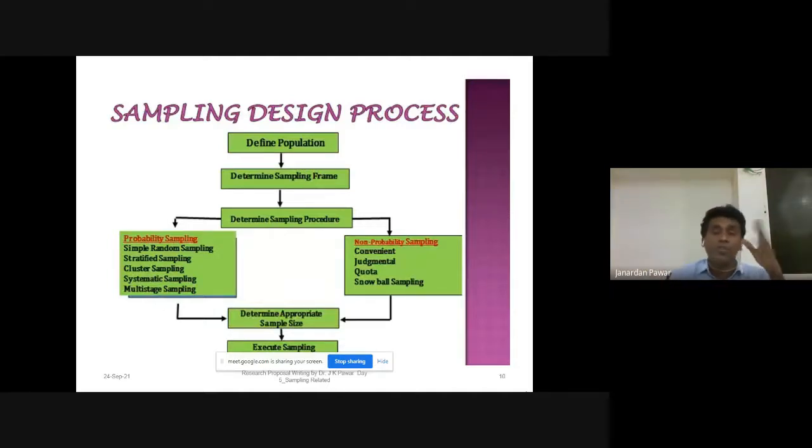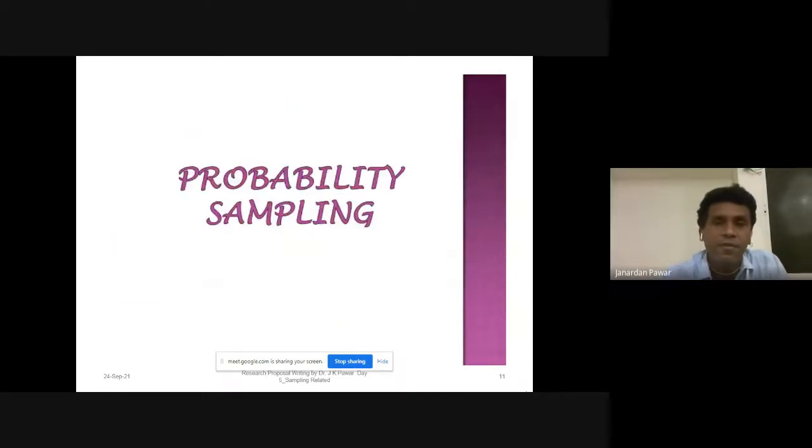If you are contacting 3-5 types of respondents at a time, then according to the respondents you have to make a sample size. So what kind of sample size do you need? Getting my point? By applying the method. Okay, so this is the process of sampling, or the sampling design process.